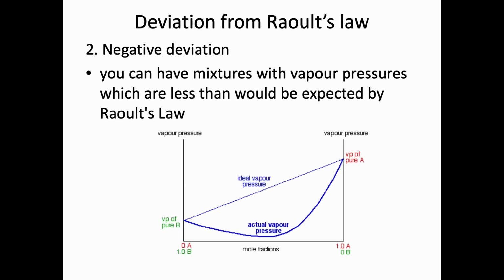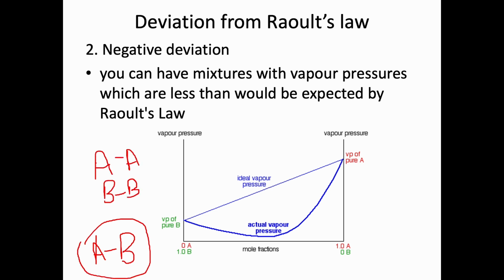Next, we have your negative deviation, and this is the opposite of the positive. So your vapor pressure is going to be lower than you would expect for an ideal solution under Raoult's law. And now we're going to bring back in those letters again. In this case, the intermolecular forces of your mixture are stronger than the intermolecular forces between your pure A and your pure B. Because the intermolecular forces of a mixture are stronger, it requires more energy to break these bonds or these forces. Therefore, your mixture is going to have a higher boiling point and a lower vapor pressure.